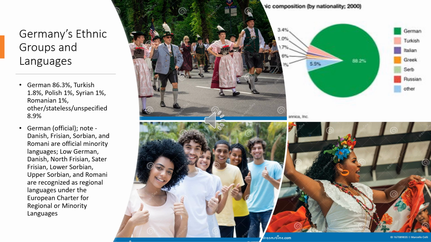The second one you have is Turkish. You have about 2% speaking Turkish. You have Polish, 1%, Syrian, 1%, Romanian, 1%, and other stateless or unspecified nationalities that make up the other 8.9% of people, migrants, and ethnicity groups, as well as their languages.